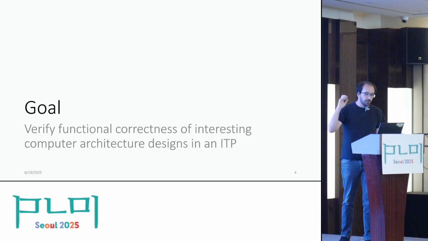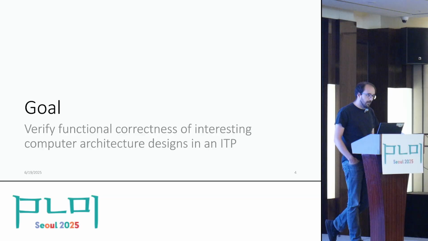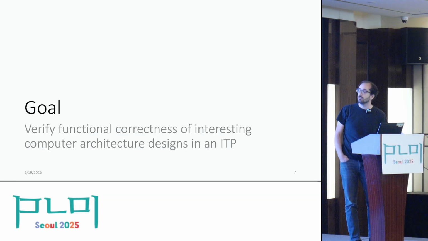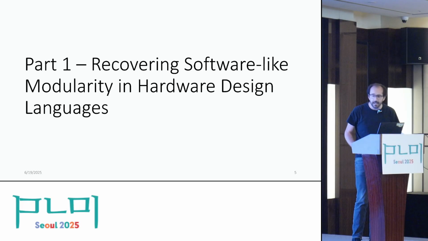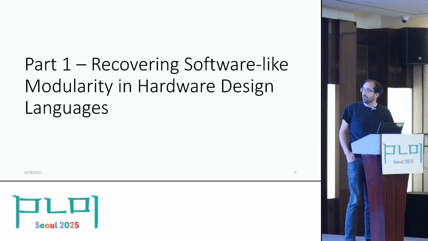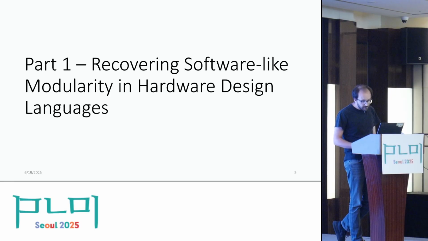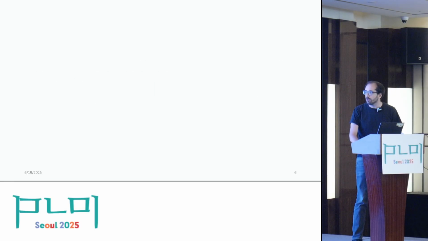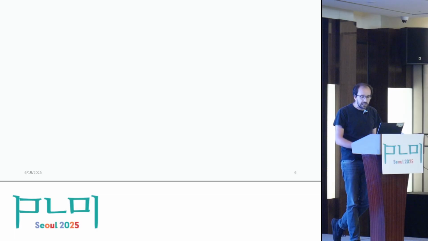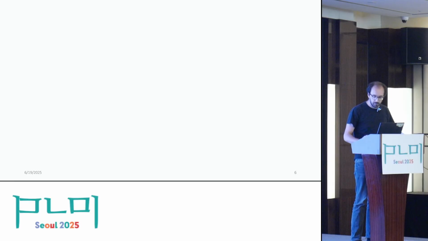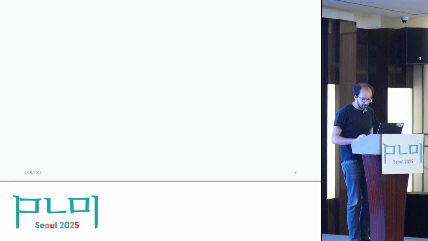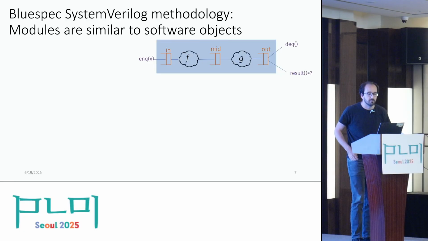So our goal for a few years has been to try to verify functional correctness of interesting computer architecture designs in an ITP. To do that, the first thing we wanted to do was to recover software-like modularity in hardware design languages. And so to do that, the first thing we are going to do is not write in hardware languages. We are going to write at a slightly higher level of abstraction called Bluespec. So I need to tell you a tiny bit about Bluespec before I tell you what we did to Bluespec to make it more amenable to verification.